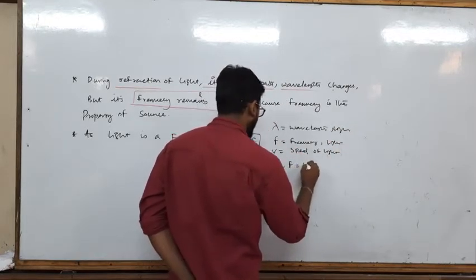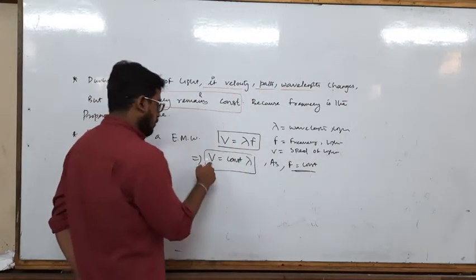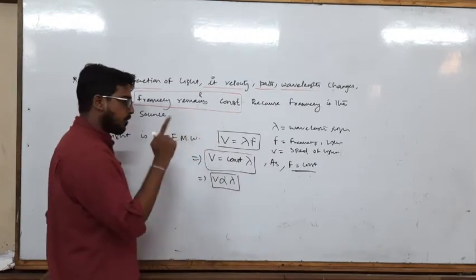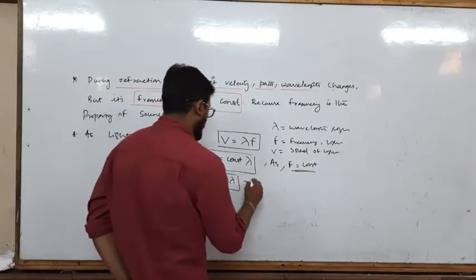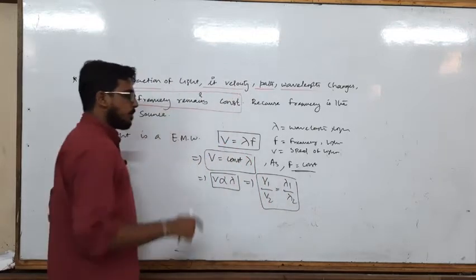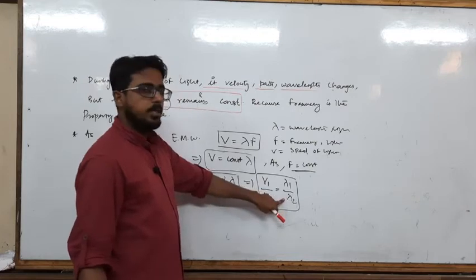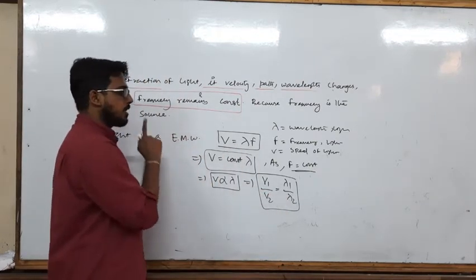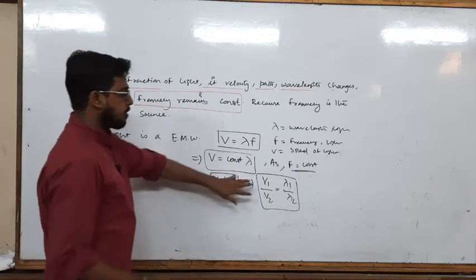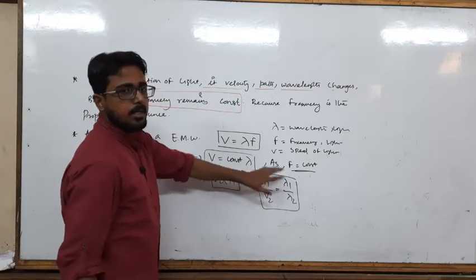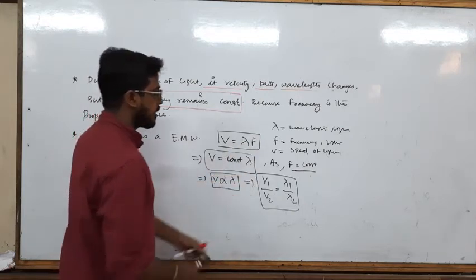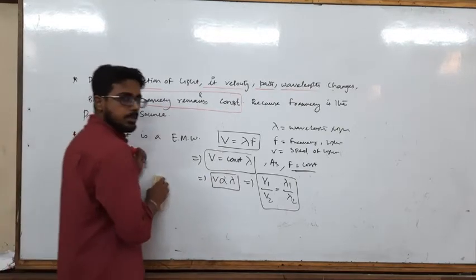As frequency remains constant for a given light, v equals constant into lambda, so this implies that v is directly proportional to lambda because frequency remains constant. So during refraction frequency remains constant, so v is directly proportional to lambda, or v1 by v2 will be equal to lambda 1 by lambda 2. Clear? So when velocity increases, wavelength increases. When velocity decreases, wavelength decreases, because the frequency of the light ray remains constant during refraction, because frequency is the property of what? Source. Clear? So you have to remember the relation between speed and wavelength. Speed and wavelength are directly proportional to each other, because v is equal to f lambda, so f remains constant, so v is directly proportional to wavelength. So speed of light is directly proportional to wavelength. When velocity increases, the wavelength increases. Clear?